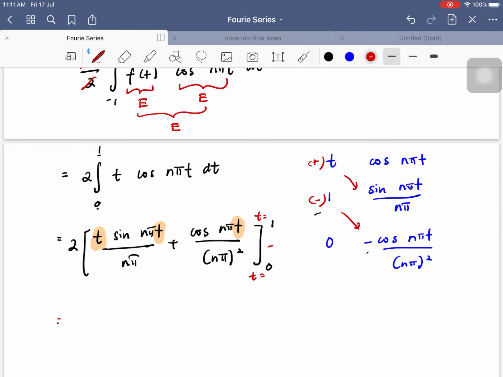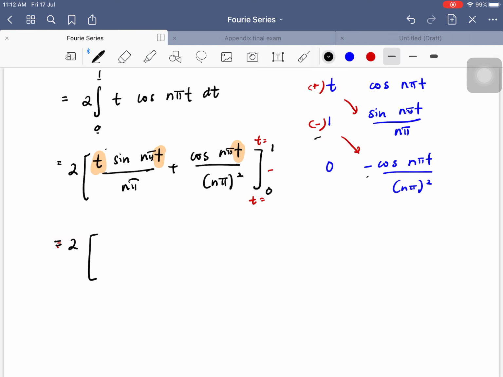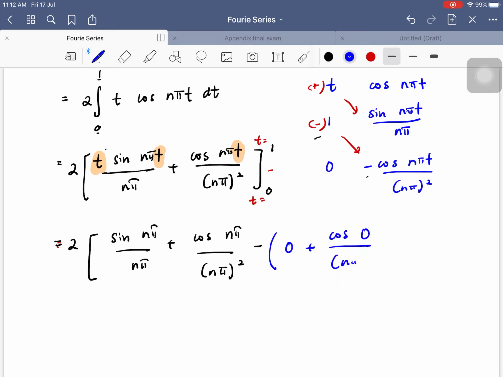Alright, so this is my 2. When I substitute right here, t is equal to 1, I'll end up with 1 sine of n pi, so it's going to be sine of n pi over n pi. That will be the first term. The second term is going to be plus cos of n pi over n pi square. So this one is t equal to 1. Minus when t is equal to 0, I'll end up with 0 sine 0, and the other one, I'm going to have cos of 0 over n pi square. So this will be my substitution.